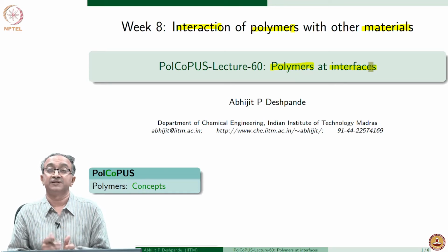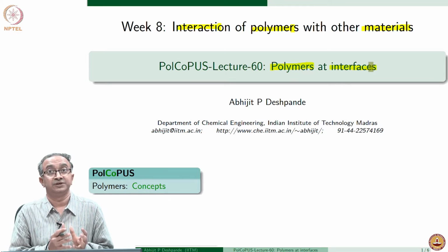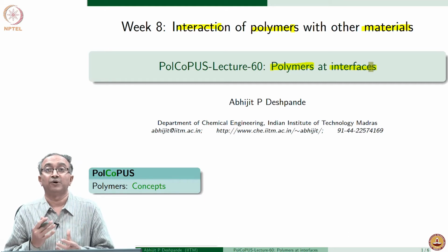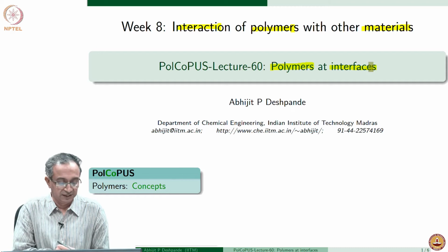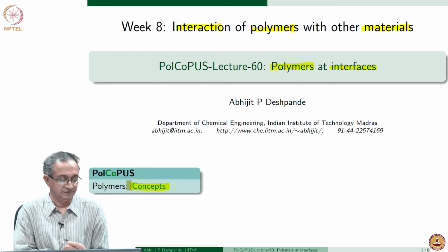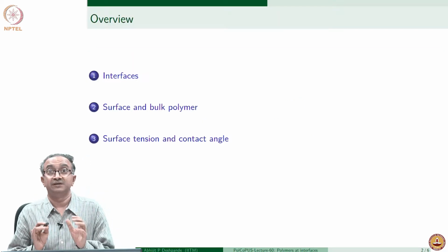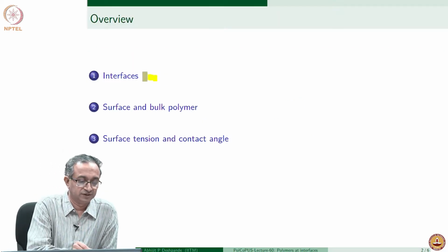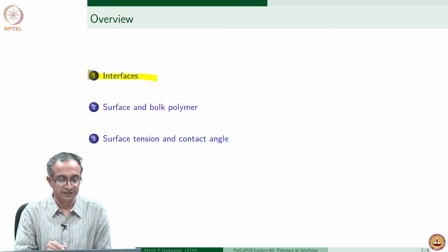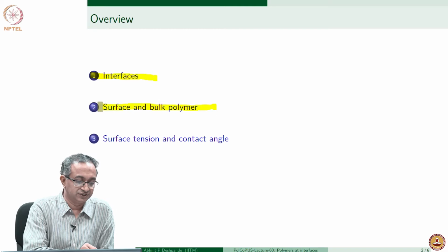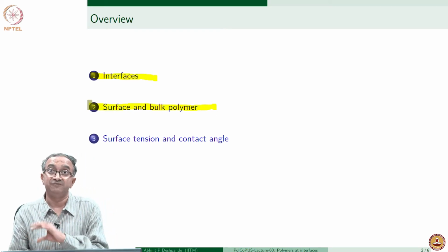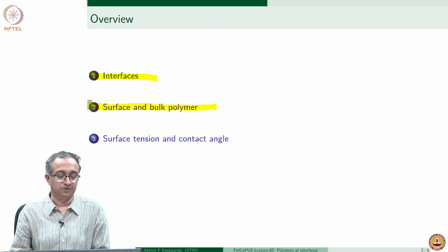And interfaces could be formed during processing or during service. So, what is the role of polymers at interfaces, and what are the key concepts which are related to polymers at interfaces? And this will be done by first looking at what are the different types of interfaces where we have to look at these macromolecular systems, and try to highlight certain features which are related to how surface macromolecules may be different compared to the bulk macromolecules.